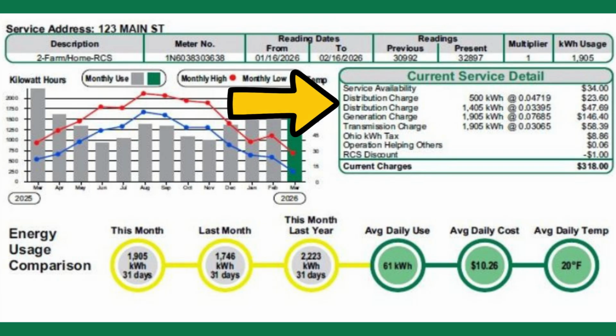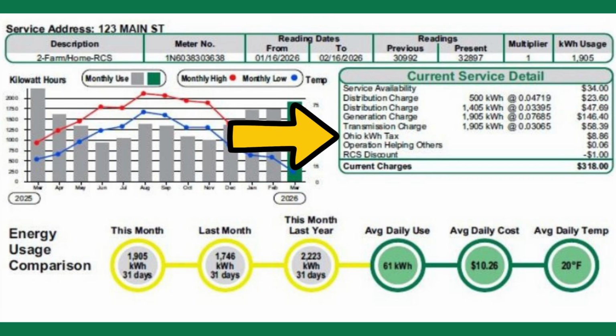You pay a little bit more for the first 500 kilowatt hours, as people would notice on their bill. They're not getting charged twice. The first 500 kilowatt hours is at one rate, and then once you go over 500 kilowatt hours, you get it at a lower rate. Then there's, of course, everybody has to pay a kilowatt hour tax to the government, and there's various things like some people have our rented security lights, Operation Helping Others, which is just a roundup program to the nearest dollar. They might even see an RCS discount of $1 on there, things like that.